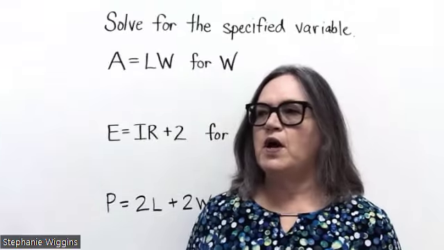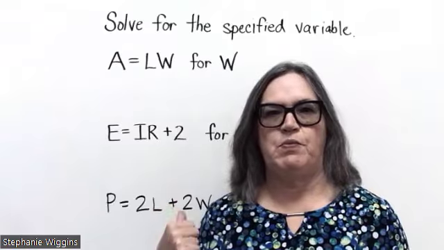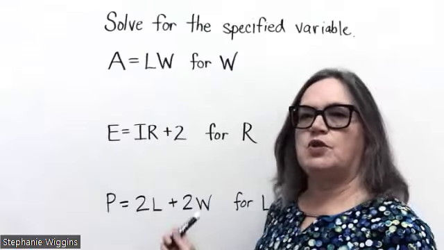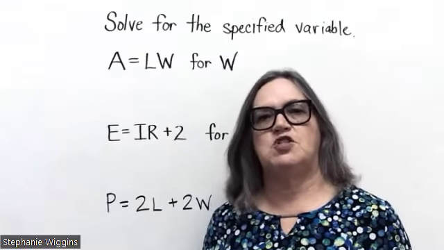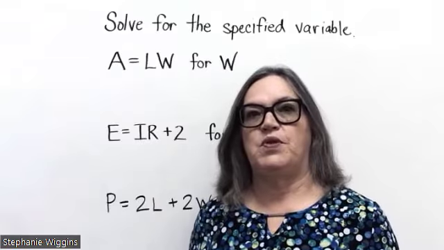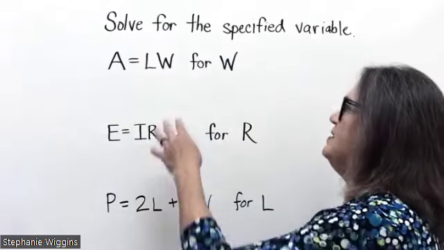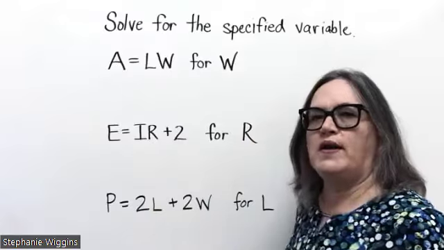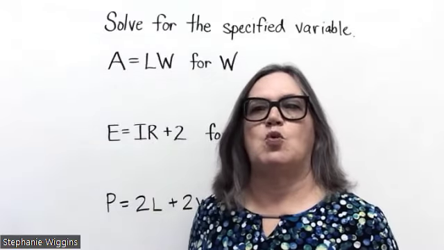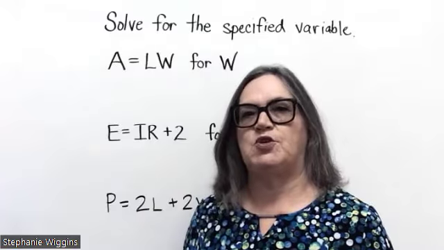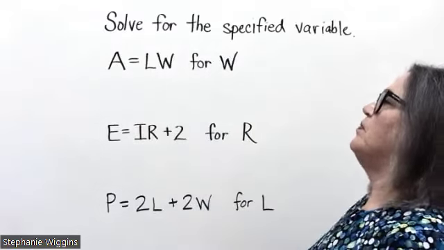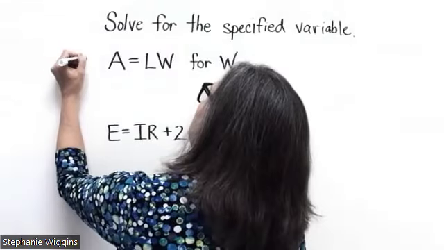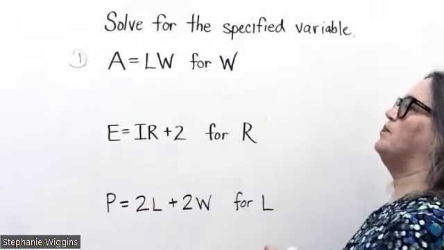Okay, so here we are solving for the specified variable. These are literal equations, and the reason why we call them literal just means letter, or having to do with a letter. And in these equations, there is more than one letter, so we're solving for one letter in particular. And in this example here, we are solving for W.